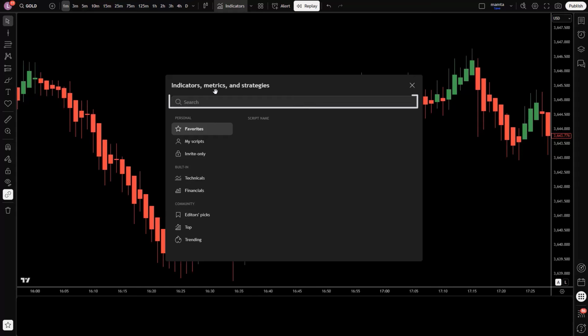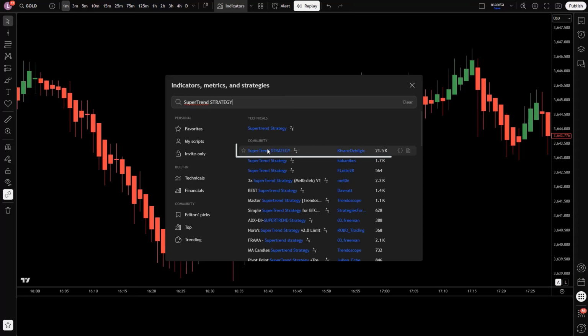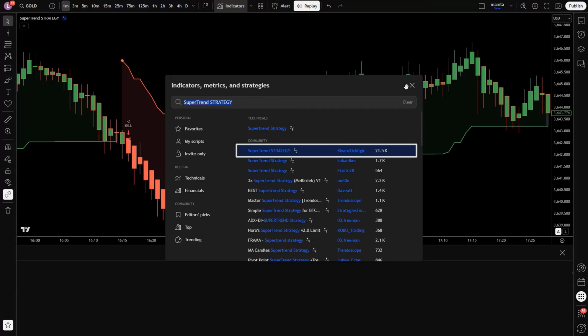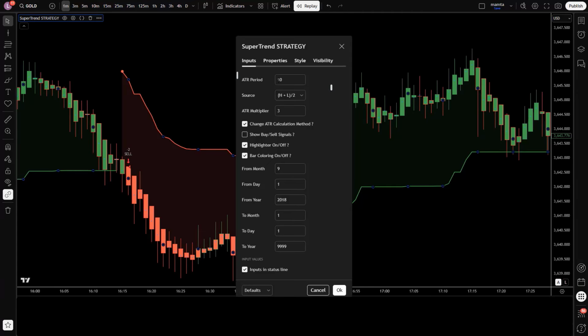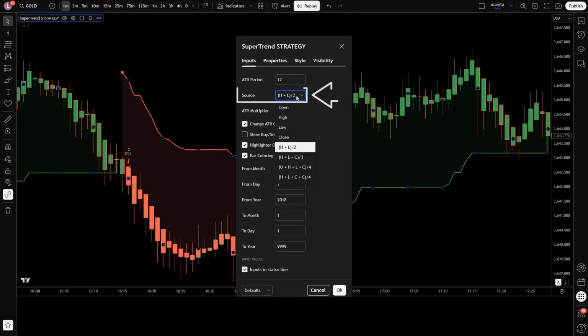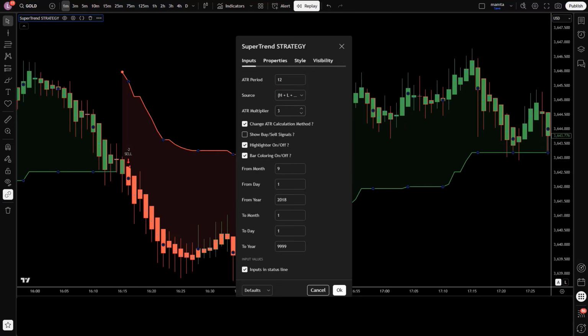First of all, we will search Supertrend strategy in the search box of TradingView. After that we have to click on the Supertrend strategy option, in which we have to change some settings. We have to change this ATR period option from 10 to 12. We have to change this source option. We have to change this ATR multiplier option from 3 to 1.5.